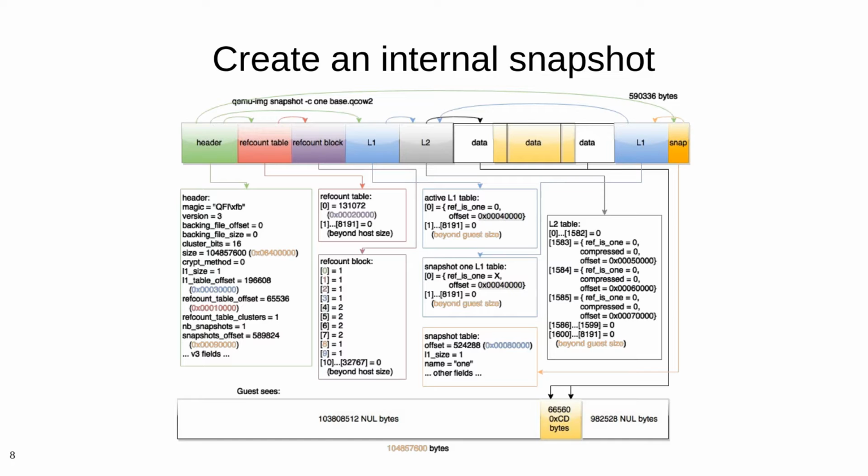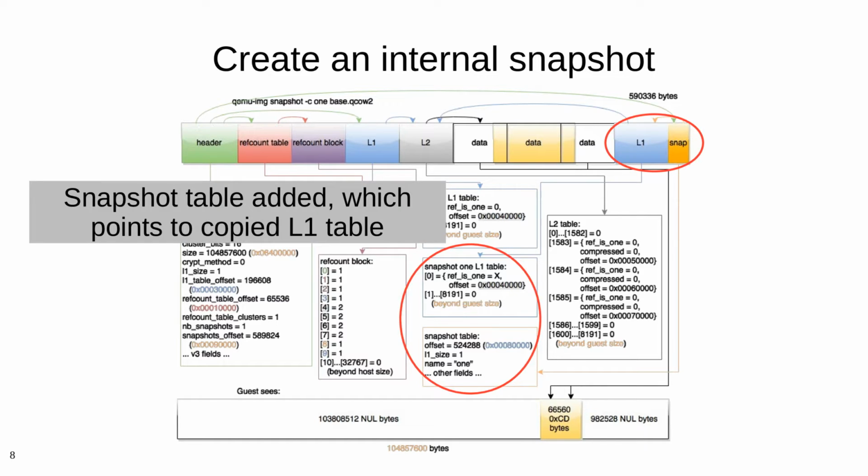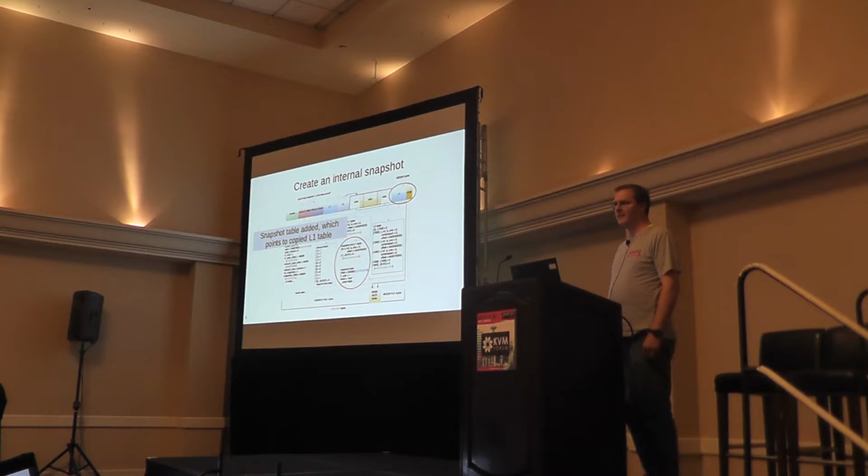Our file has grown even more. We added an L1 table. Wait, we already have an L1 table. Well, the point of a snapshot is that you can have multiple L1 tables in your file. At any given point, an L1 table describes the state the guest would see. Right now, because we just created the snapshot, it's the same state as the file itself sees.